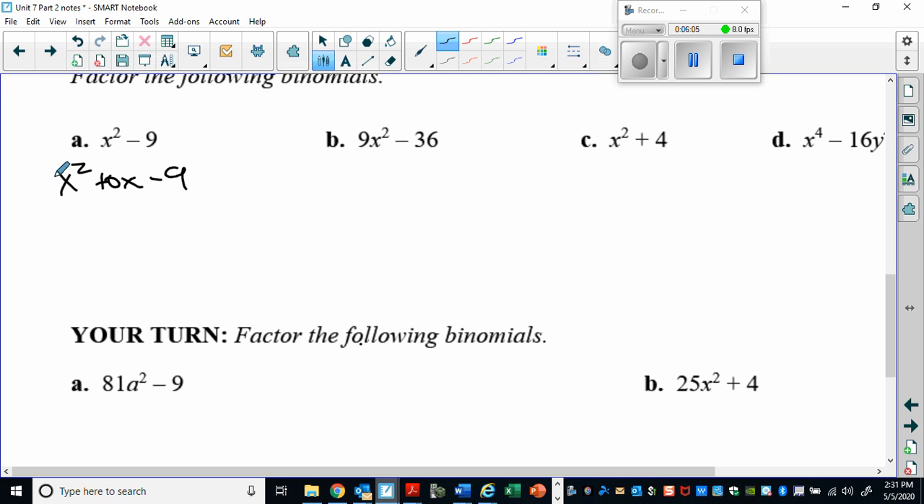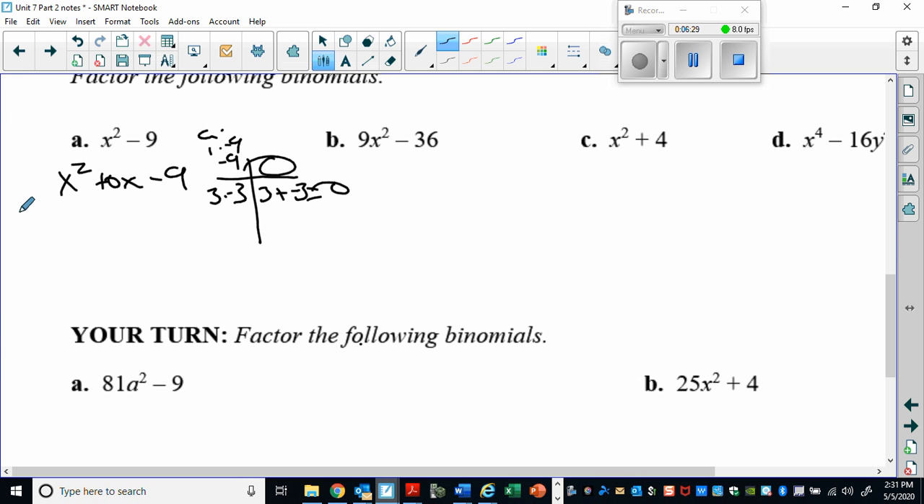Now we have to do A times C. Our A is 1, and our C is negative 9. So we need something to multiply to negative 9 and add to 0. I'm thinking it's going to be 3 times negative 3. 3 times negative 3 does give us negative 9, and 3 plus negative 3 does give us 0. All right, we're cooking with gas here.